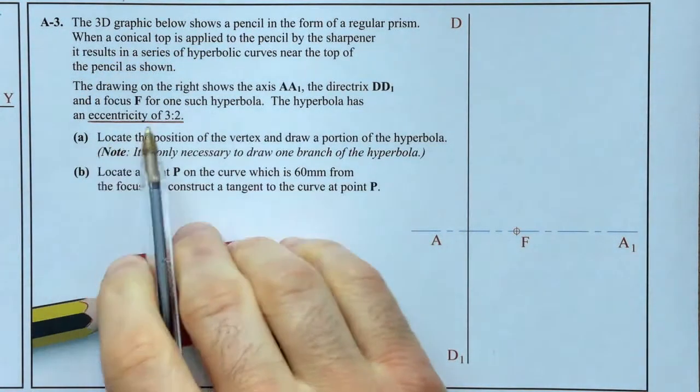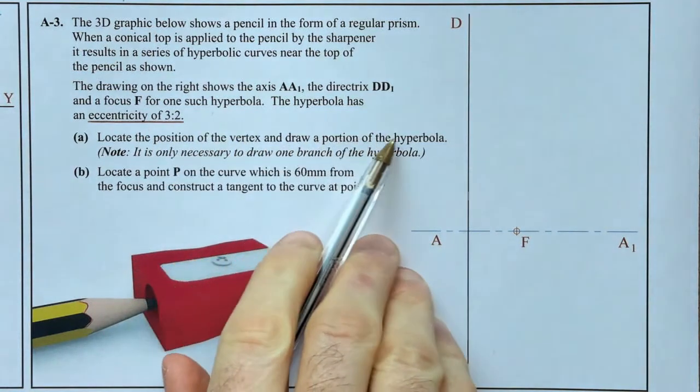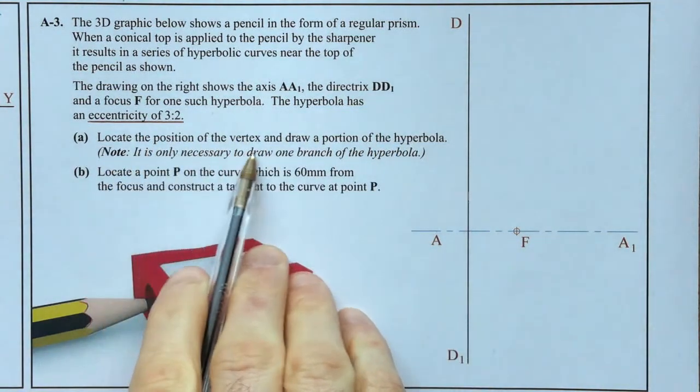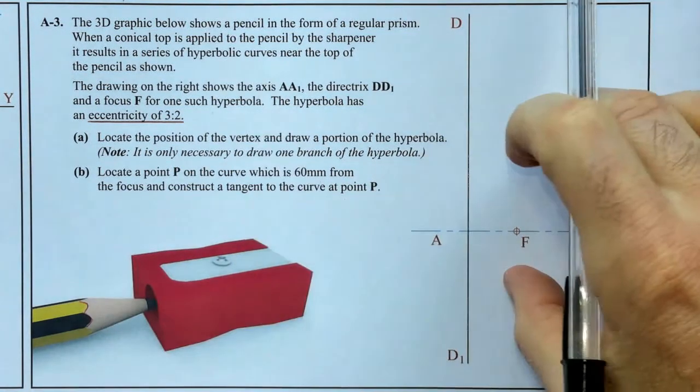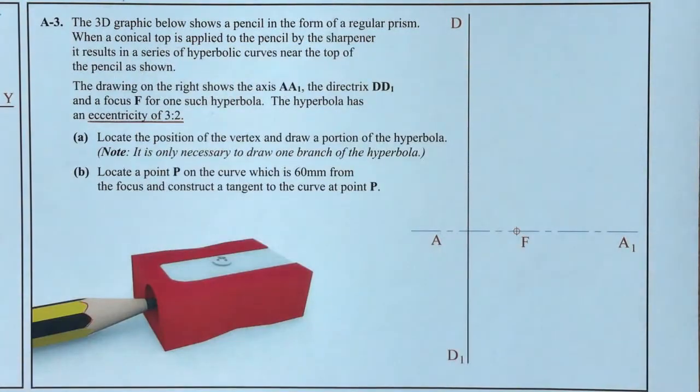And part A, locate the position of the vertex and draw a portion of the hyperbola. Note, it is only necessary to draw one branch of the hyperbola. Hyperbolas usually occur as double hyperbolae. Okay, so if you draw one, you can draw the mirror image on the opposite side, and they're only asking for one branch of it here, so that's okay.